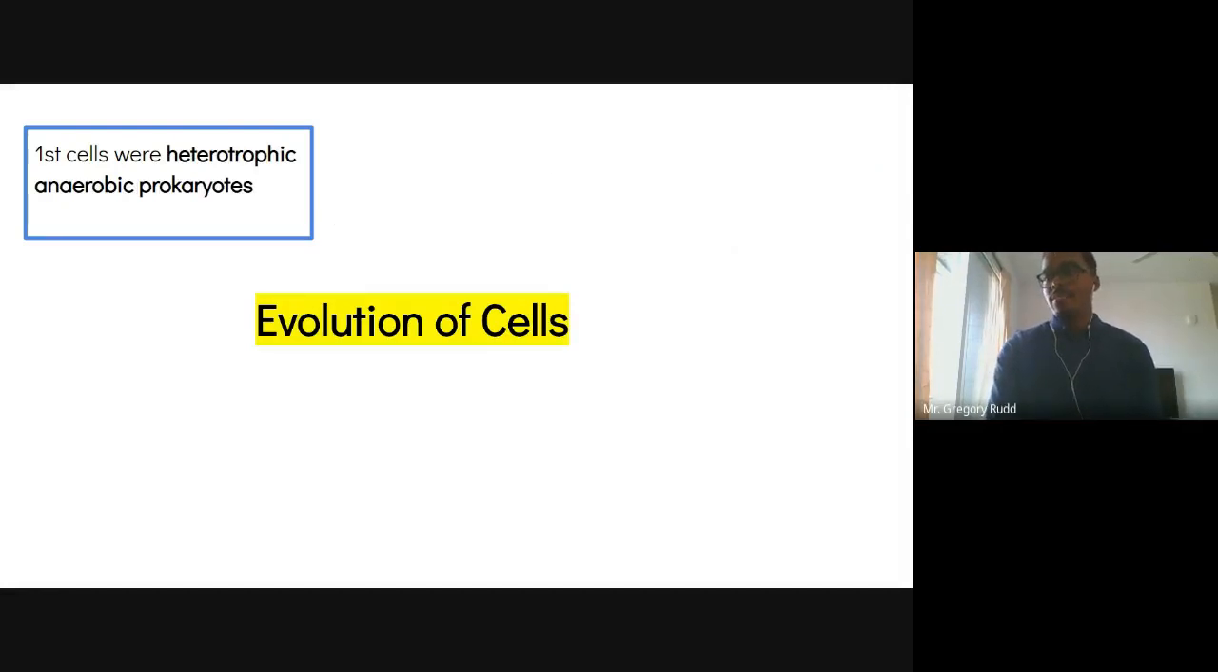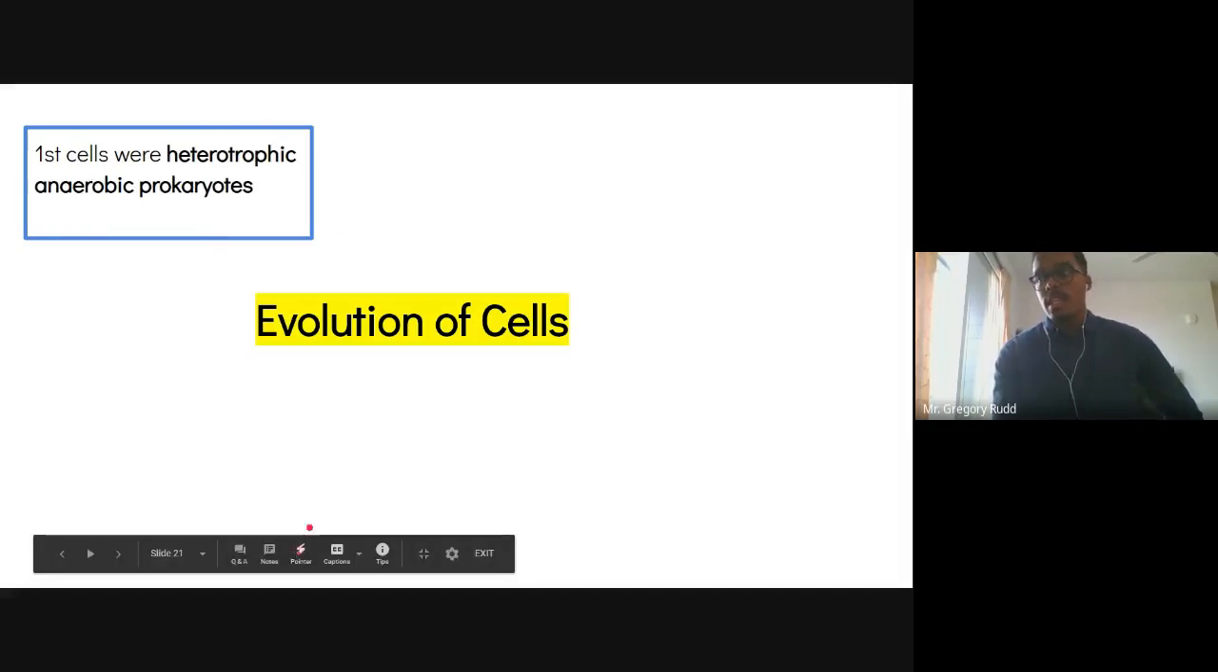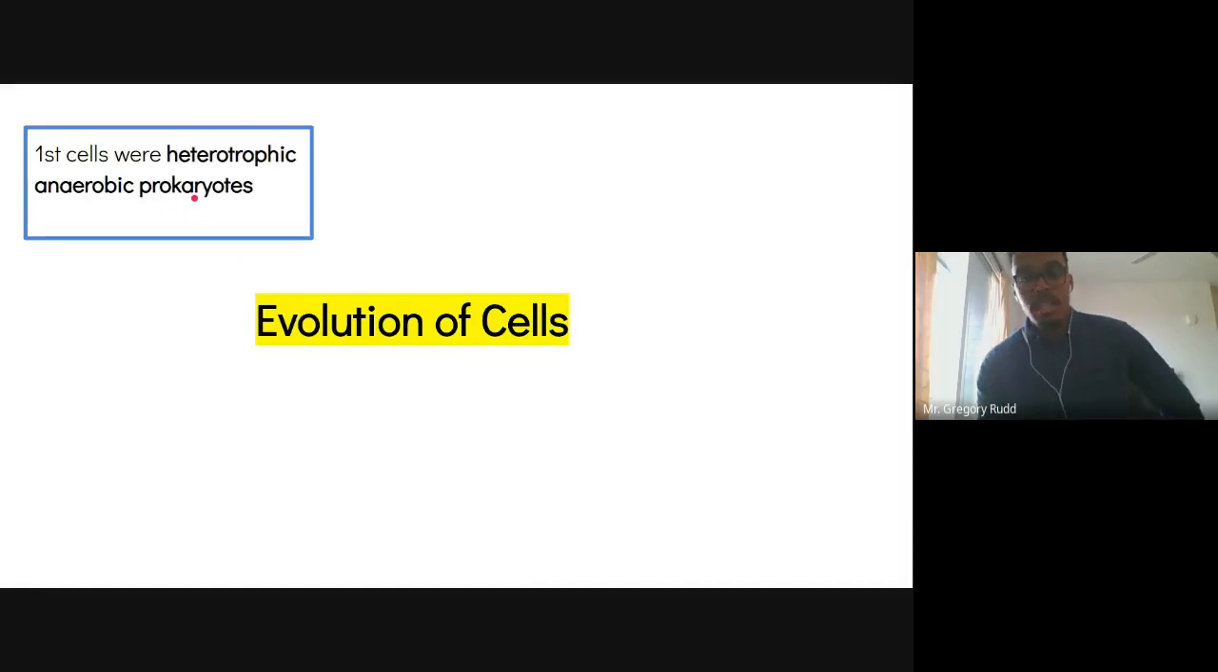So let's go back. We start off with these heterotrophic anaerobic prokaryotes. We say heterotrophic in this case because they're not eating plants or eating other animals, but they are eating organic molecules, essentially. They're absorbing other organic molecules, larger macromolecules. They are anaerobic because, as Alicia said, they do not use oxygen. And they're prokaryotes because they do not have a nucleus, nor do they have any other membrane-bound organelles like chloroplasts or mitochondria or vacuoles. They are very, very simple, single-celled organisms.